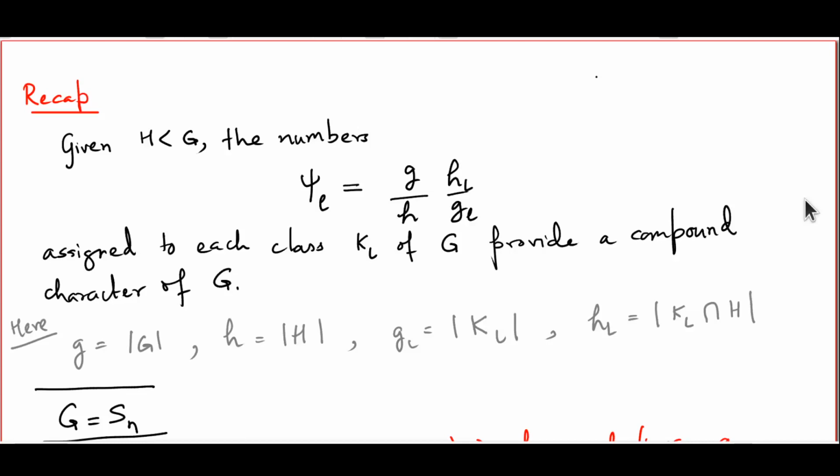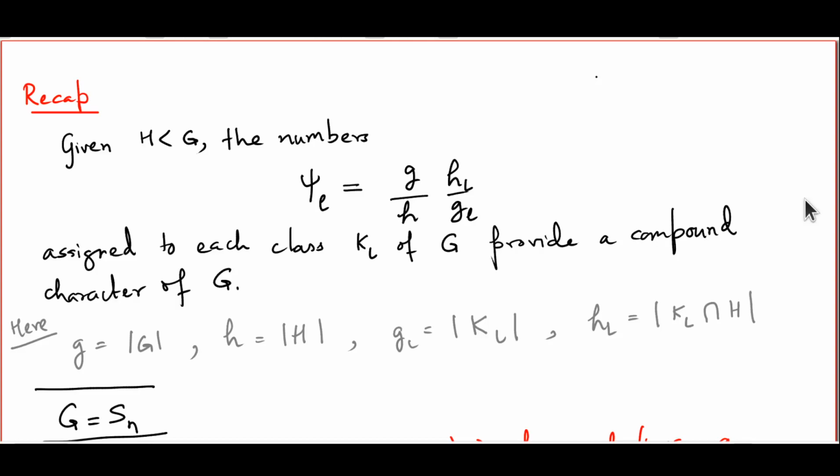Over the last few lectures, we have been taking a look at the theory of representations of Sn, the symmetric group of permutations of n objects. The major tool that we have used in the process has been a theorem due to Frobenius. And the theorem, in its simple form, goes as follows.